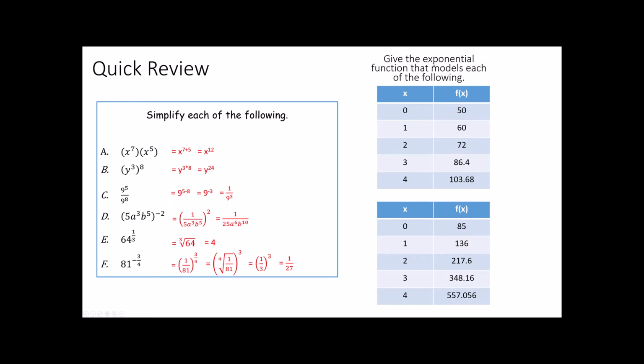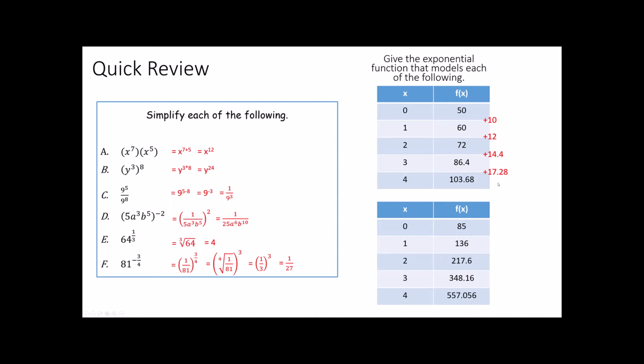We then talked about the exponential function, and we said when we look at a table and we're trying to create the exponential function, we're first going to look at the rates of change. Notice that from 50 to 60, that is a growth of 10. 60 to 72 is a growth of 12. 72 to 86.4 is a growth of 14.4, and 86.4 to 103.68 is a growth of 17.28. Now, if this had been a constant rate of change, I would have known that this was a linear function. But as it is, this is a rate of change that is continually growing.